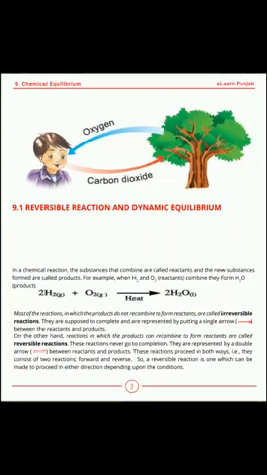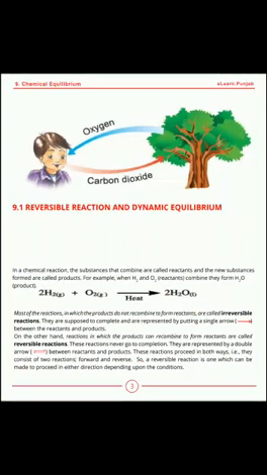Here are two types of reactions. Number 1, irreversible reaction, and number 2, reversible reaction. Definitions of both reactions are: number 1, the reaction in which products do not recombine to form reactants is called an irreversible reaction. Number 2, the reaction in which products can recombine to form reactants is called a reversible reaction.